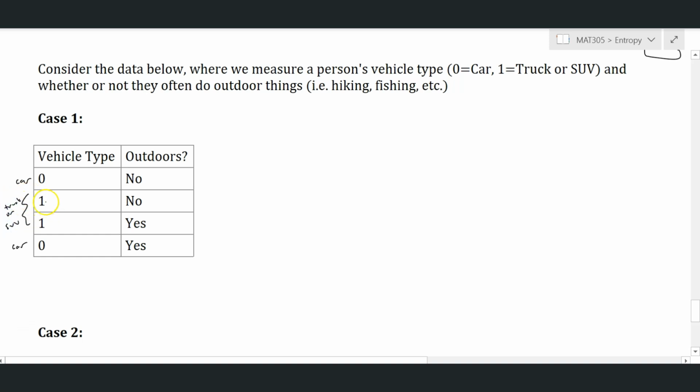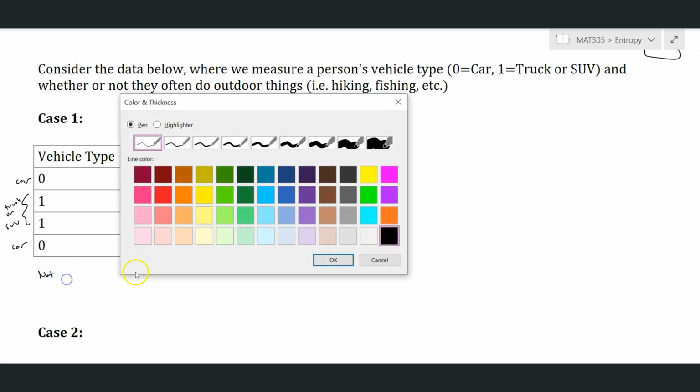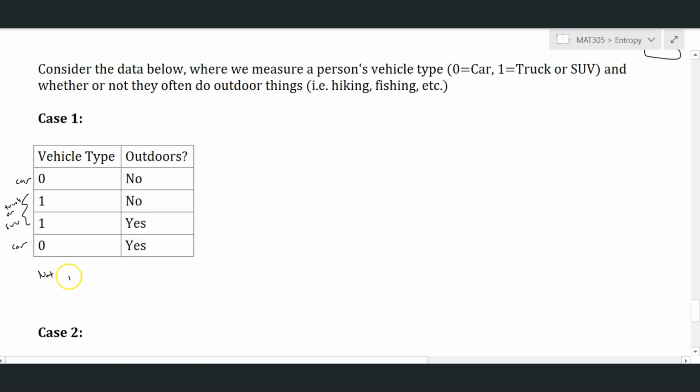And you'd be right. And then a truck or SUV, in this case, notice, again, it has no bearing on whether the person enjoys the outdoors or not. So we would expect that there isn't a high level of correlation. So not much. Maybe we do get a measurement that's non-zero, but there's not much mutual information here.